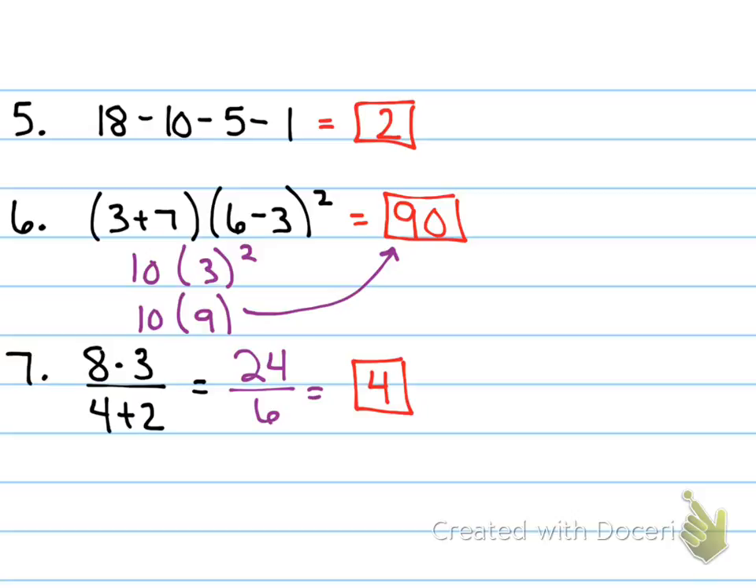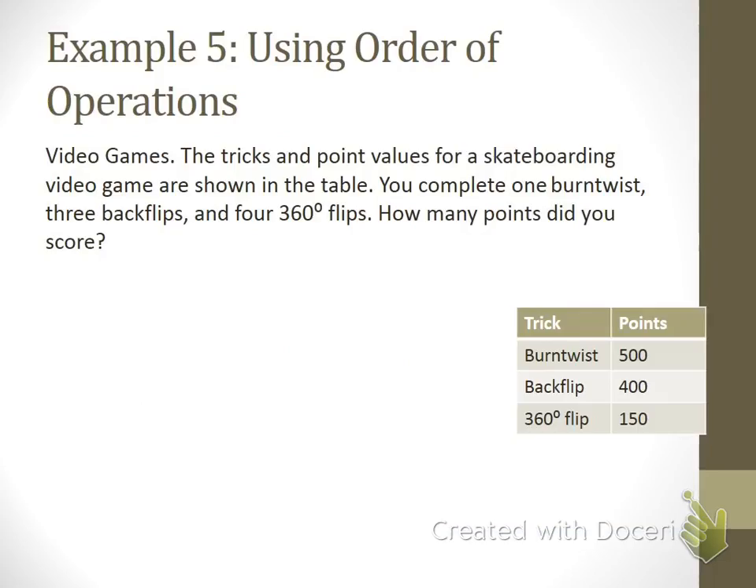Okay, good job. All right, last but not least, example 5. Now, in example 5, I'm using the order of operations to dissect a word problem. So I'm going to use my 4 basic operations, adding, subtracting, multiplying, and dividing, one of those 4, maybe more than one, to put together an expression. So here's what it asks me. It says, you're playing a skateboarding video game, and you complete 1 burn twist, 3 backflips, and 4 360 flips.